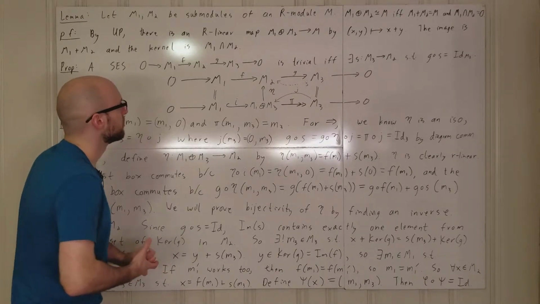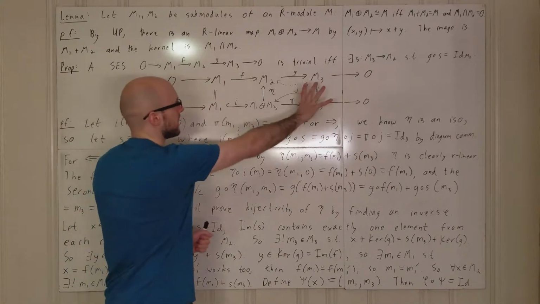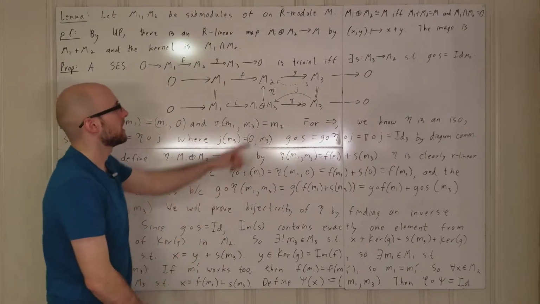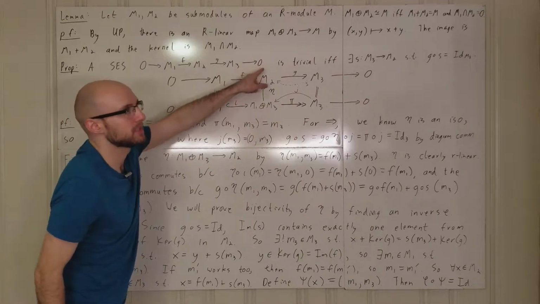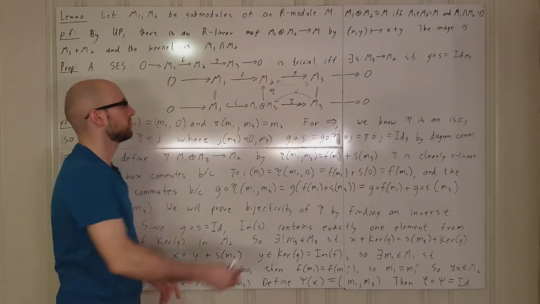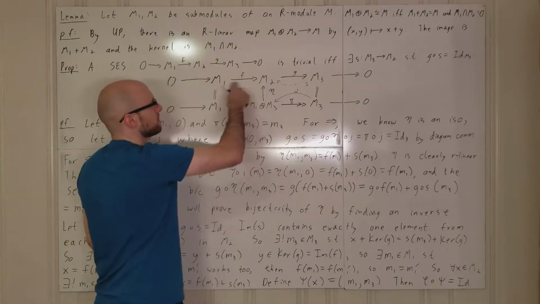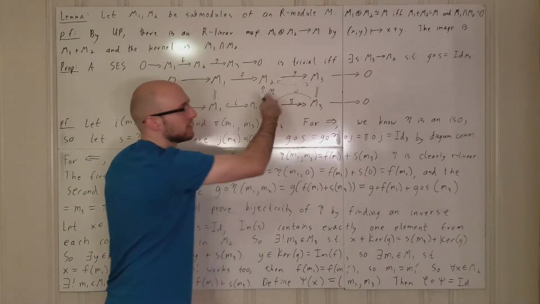And we want to prove that we have this diagram. So we want to prove that there exists an eta here, such that this map is an isomorphism, and such that this box and this box both commute.